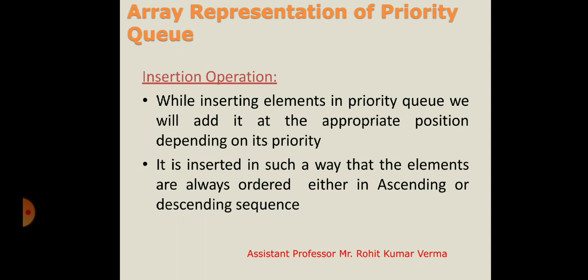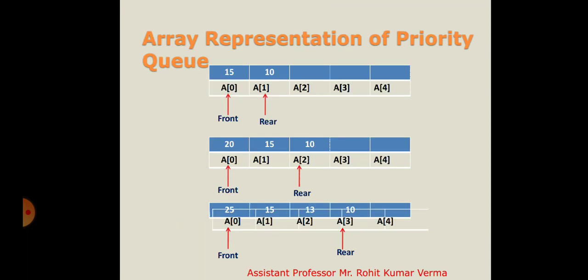So dear students, here we have the insertion operation for priority queue. In this operation, the elements are inserted at their appropriate position based on their priority. Second thing, all these elements are inserted on the basis of ascending or descending sequence. Okay, so here you can see this is our array representation of priority queue.